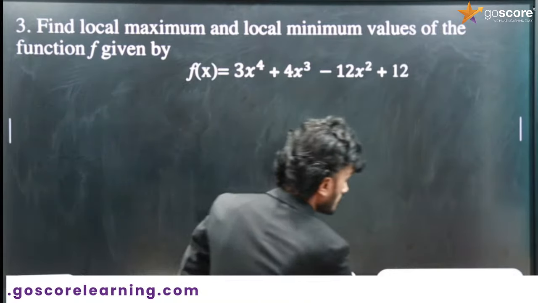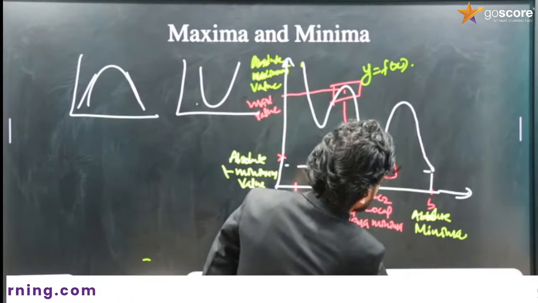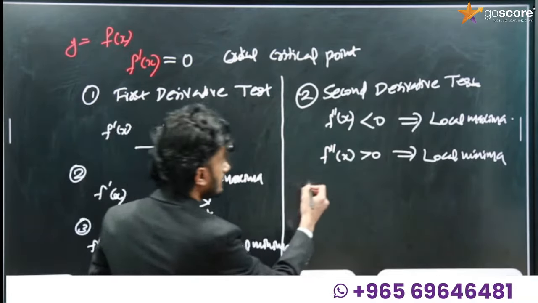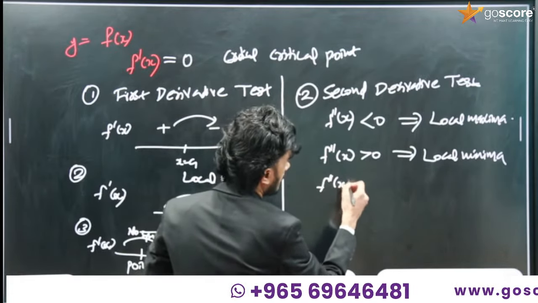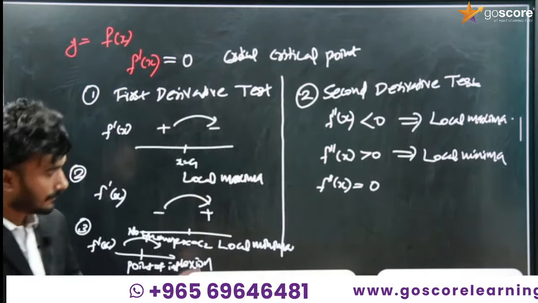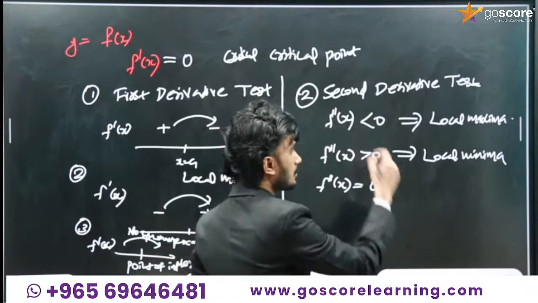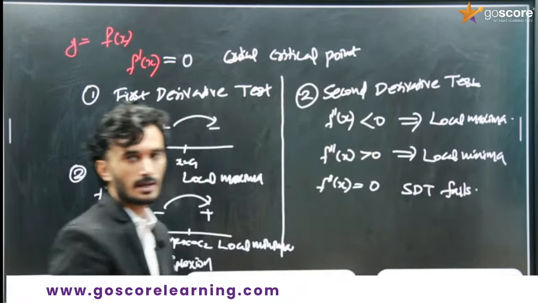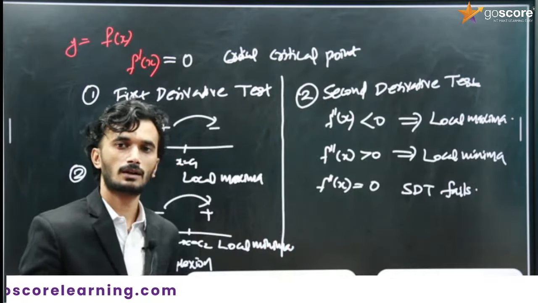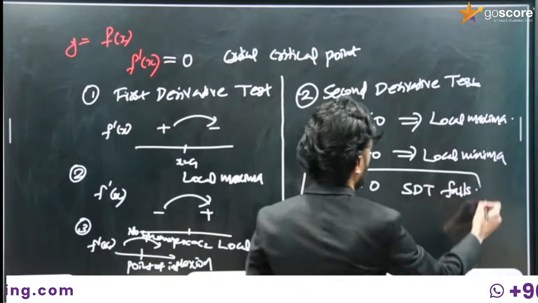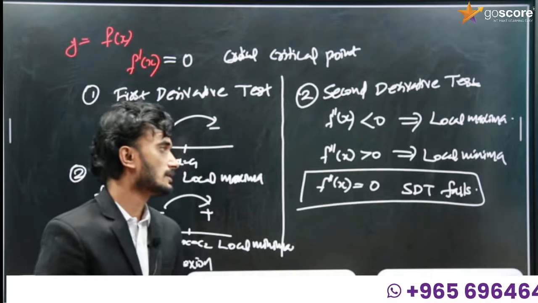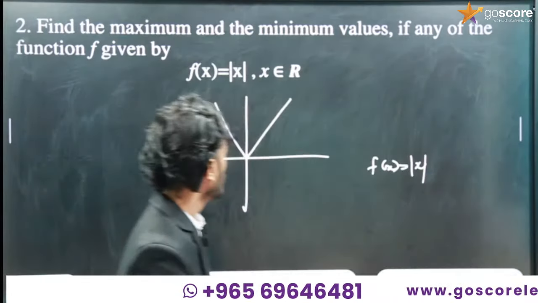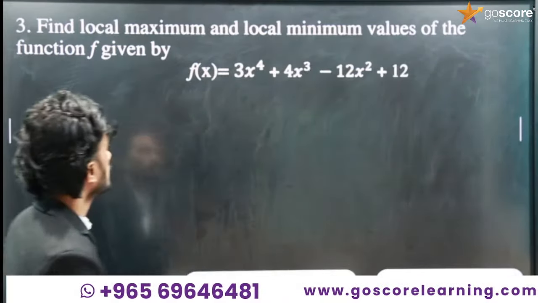In the second derivative test there is a third condition: if f double dash of x is equal to 0, the second order derivative test fails, so we will go with the first order derivative test. This one is also important.